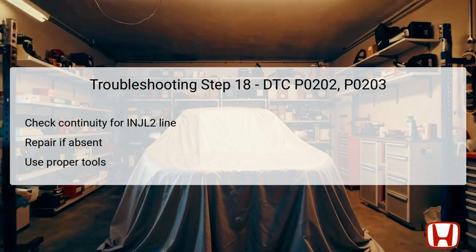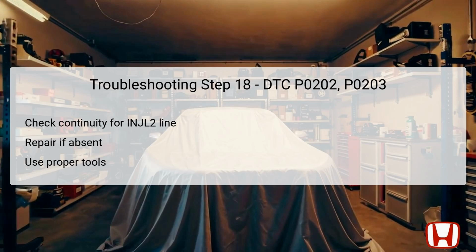Step 18 requires you to check for continuity in the INJL2 line, continuing the checks for any faults in the injector wiring. Make sure that the vehicle remains in the off state as you inspect continuity between test point 1 at terminal number 17 of PCM connector E and body ground.